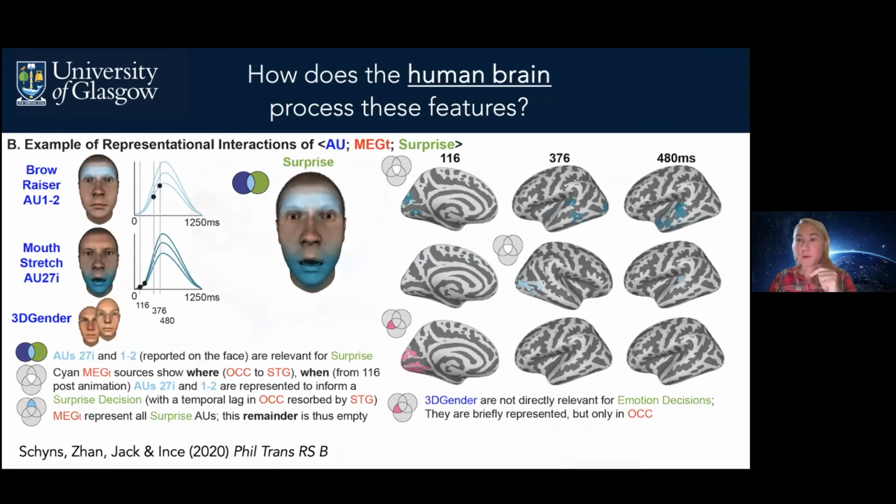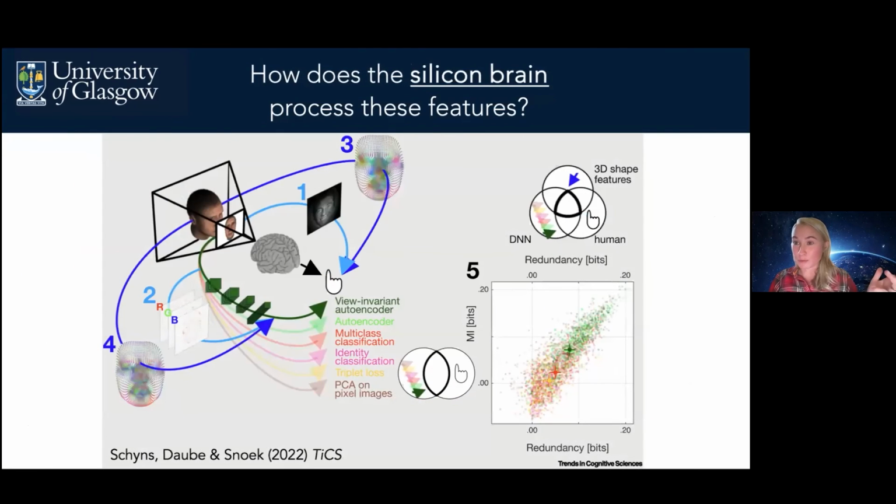We're also using this, of course, for the silicon brain. How do DNNs work? What features are they using? Is it the same as a human? Again, we can use this in exactly the same way. We probe the system to figure out what it is doing, how it is working inside. And this is work that's led by Christoph Daub at Glasgow University.